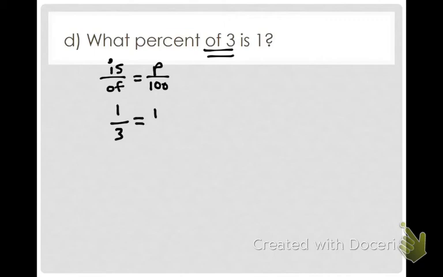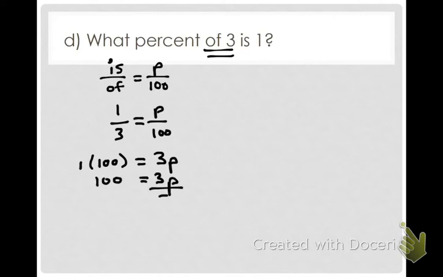1 equals P over 100. Okay, so now I'm going to go ahead and do cross multiplication. 1 times 100 equals 3 times P. So I've got 100 equals 3P. I want to get that P by itself. Go ahead and plug this in your calculator to tell me what you get when you plug in 100 divided by 3. What do you get? 33.3.